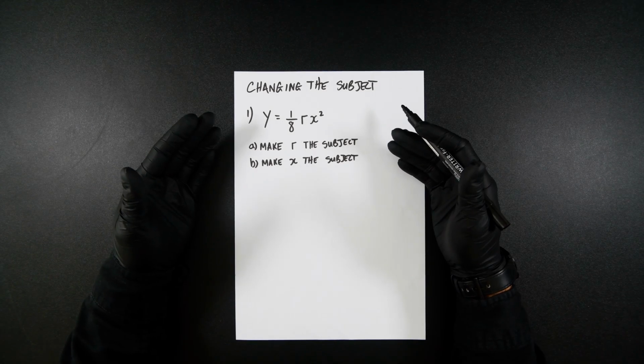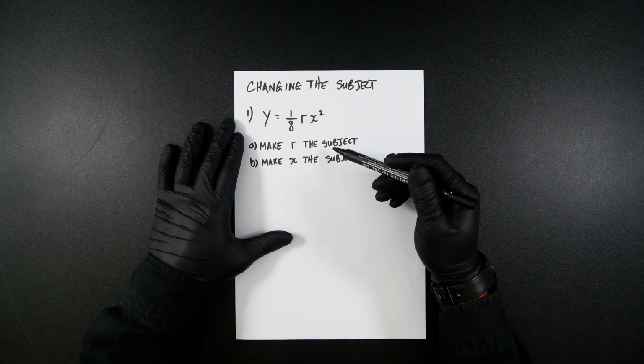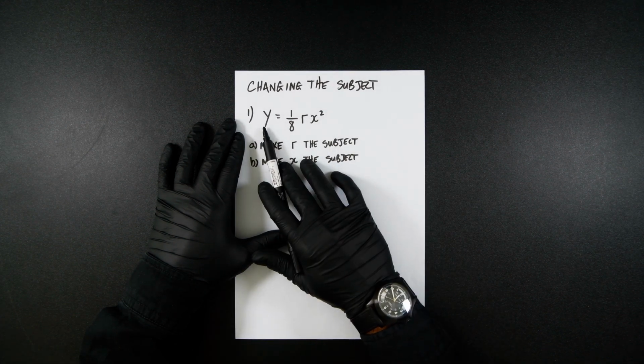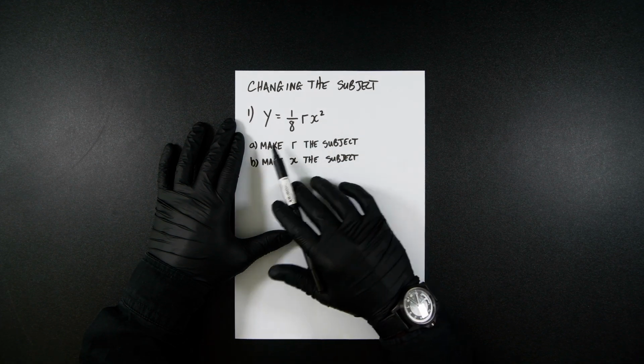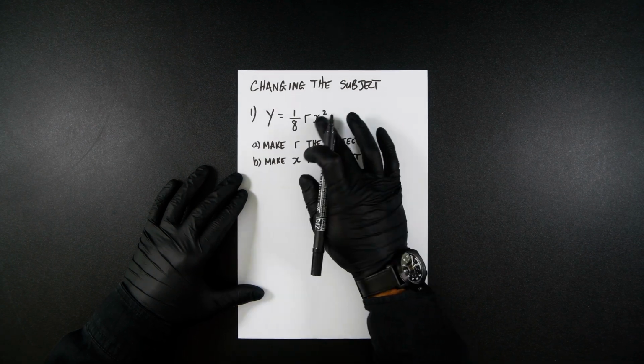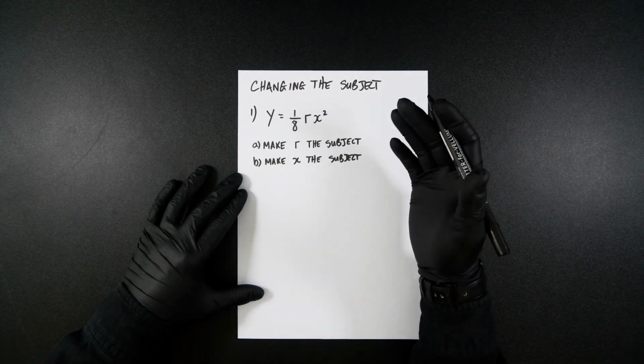Changing the subject. We essentially need to rearrange the equation. So in this first example, it's asking us to make r the subject. So it means that instead of it being y equals whatever, we're going to make it r equals whatever. So let's first get rid of this x squared term. Whatever we do to the left-hand side, we must do to the right-hand side.